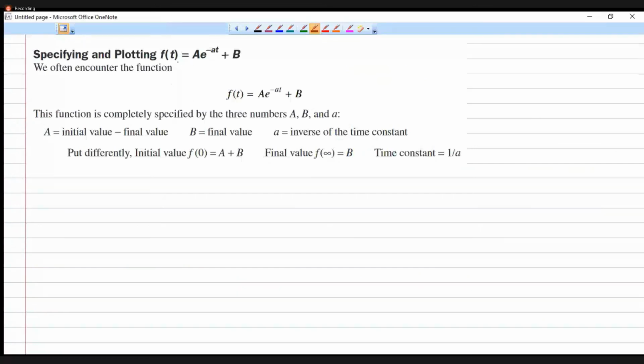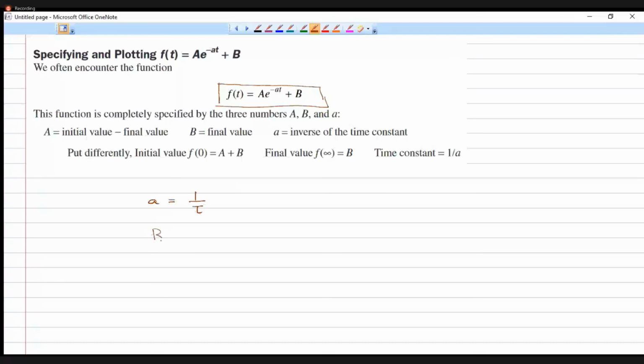So if we are given the initial value and final value of an exponential function, then how can we write the mathematical expression for that function that is given here? We can write any exponential function as f of t is equal to e power minus at plus b, where a we have already told, which is the inverse of the time constant, because tau is the time constant. So a is equal to 1 by tau.